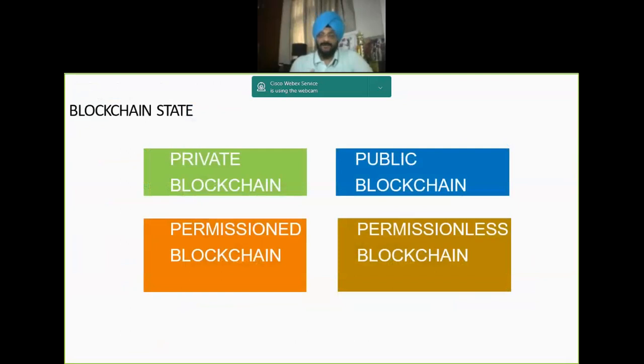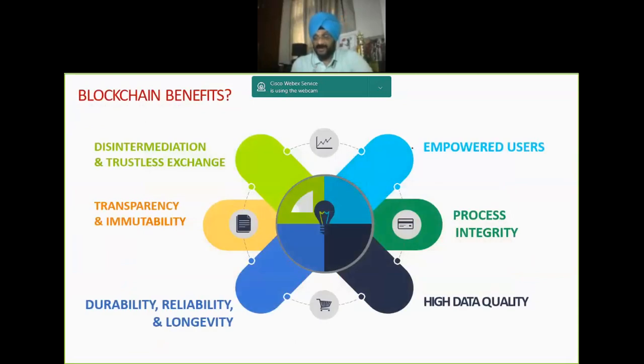And some of the benefits: it is empowering users, it gives process integrity, it gives high data quality, it's giving you durability, reliability, and longevity of any process which is there, transparency and immutability, and disintermediation and trustless exchange of data.